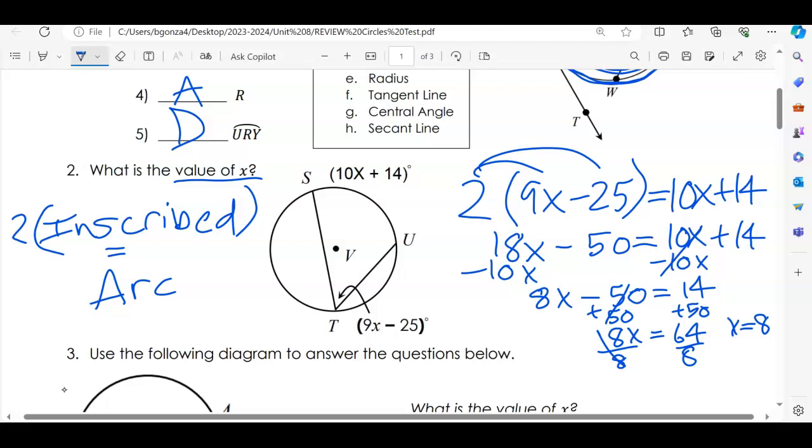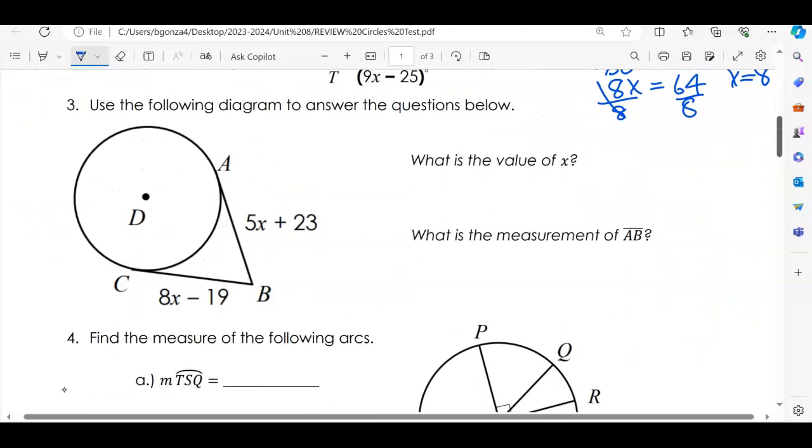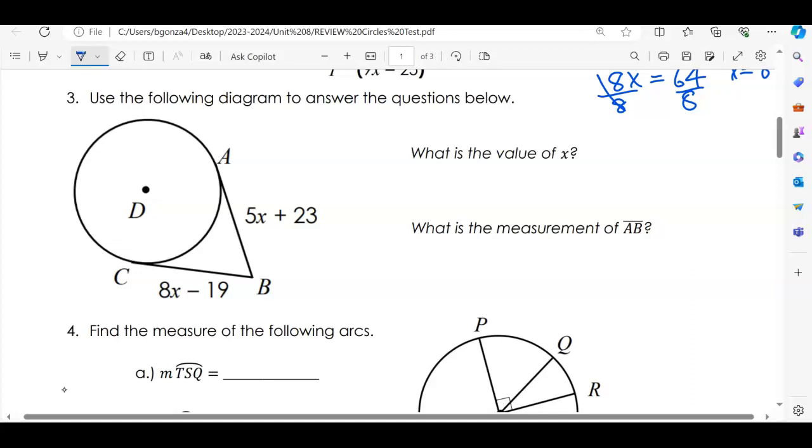Cool. Number 3. What is the value of x? So remember, when you have tangents that touch once, and then they intersect, these segments are congruent. So what we're going to do is set those equal to each other. So 8x minus 19 equals 5x plus 23. Like the prior problem, when x is on both sides, you get rid of the smaller x. So minus 5x gives us 3x minus 19 equals 23.